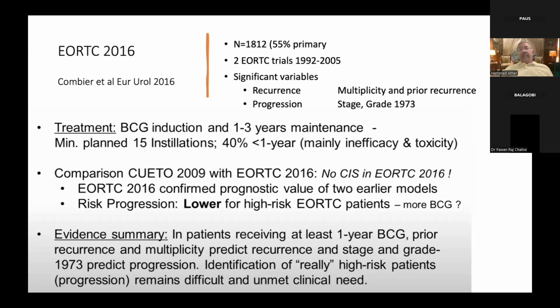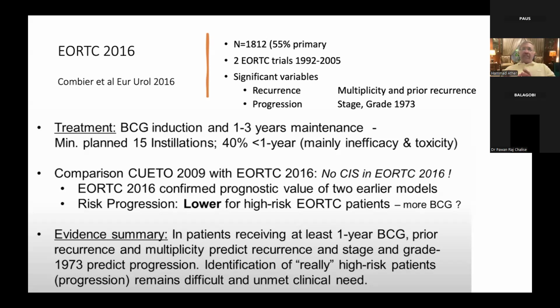The significant variables for recurrence were multiplicity and prior recurrence rate, whereas for progression, they were stage and grade of the disease. And as we know, entering the 21st century, BCG is becoming the standard of care, particularly for high-risk patients. Not only induction, but also maintenance therapy is becoming more commonly used.